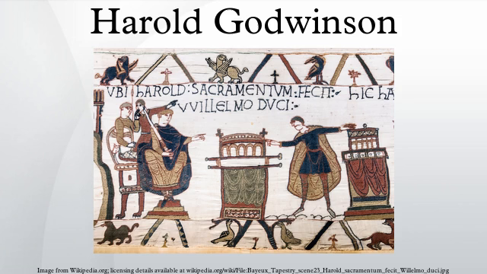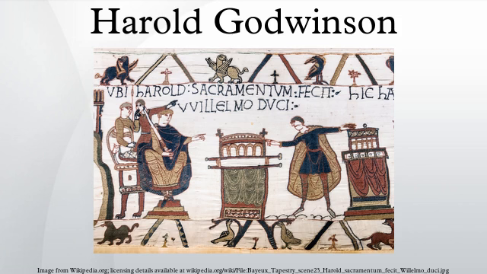Harold II was the last Anglo-Saxon King of England. Harold reigned from January 6, 1066 until his death at the Battle of Hastings on October 14, fighting the Norman invaders led by William the Conqueror during the Norman conquest of England. His death marked the end of Anglo-Saxon rule over England.